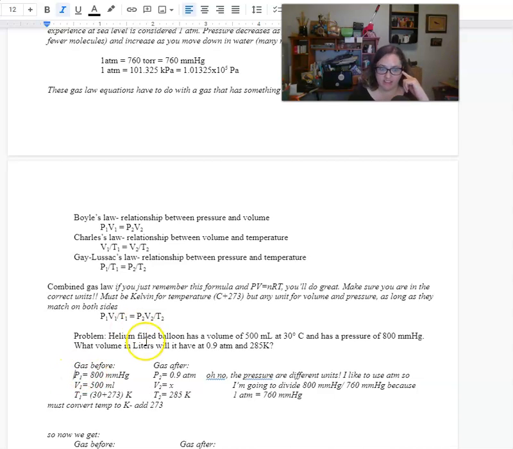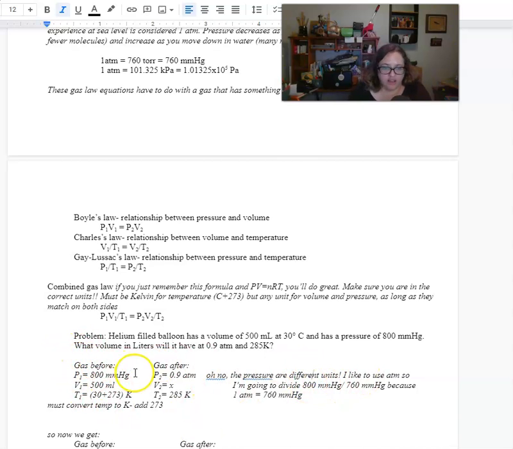So before anything happens, because we have a balloon filled with a volume of this at this with this, my pressure is 800 millimeters of mercury, my volume is 500 milliliters, and my temperature is this, okay? Except not really, because it's easier just to deal with everything in atmospheres. You could deal with it in millimeters of mercury if you want to multiply this by 760 instead of dividing this by 760. It's just easier to get in the habit of making sure everything's in atmospheres, though.